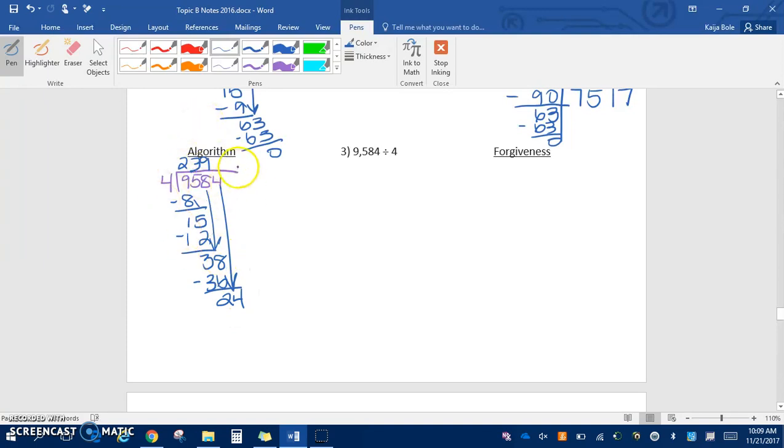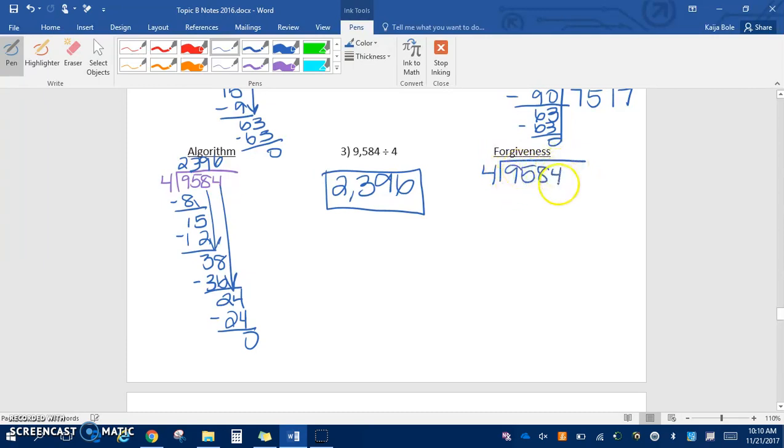And I know in the end that 6 whole groups of 4 go into 24, so I subtract 24, and I'm left with 0, and I have no numbers left over up top. So that means my final answer is 2,396. So again, if I check with forgiveness, 4 on the outside, 9, 5, 8, 4. I draw my line. So if I look in the thousands, I'm going to take out 2,000 first.